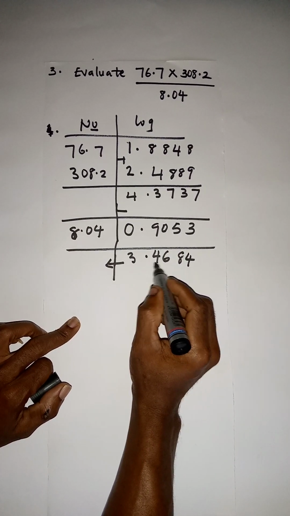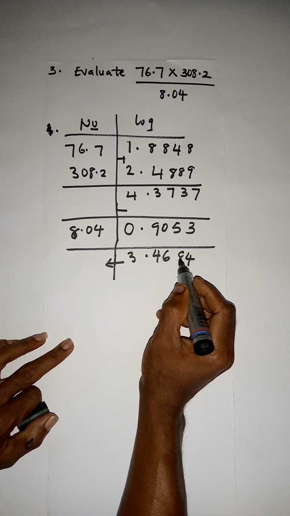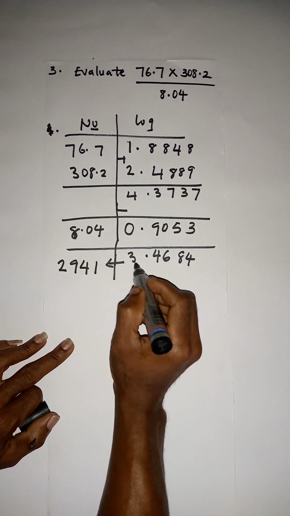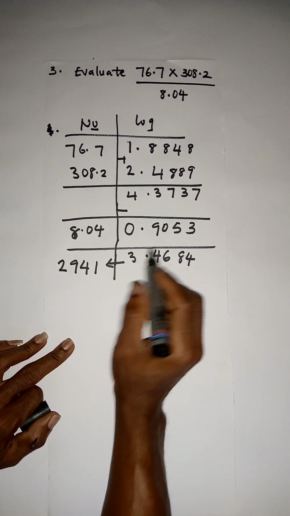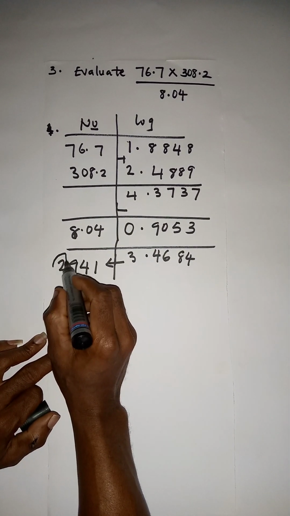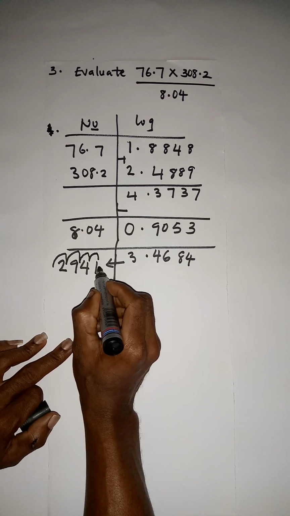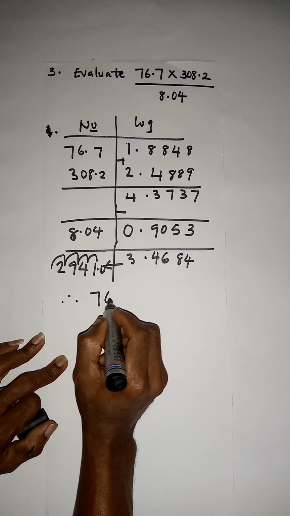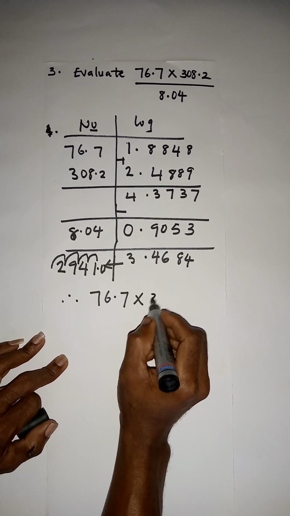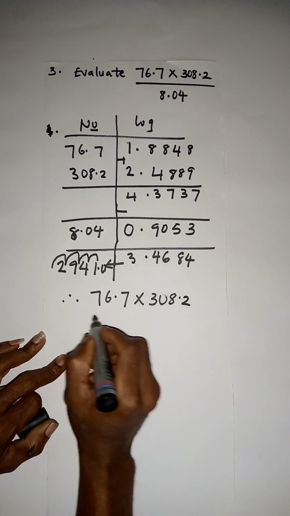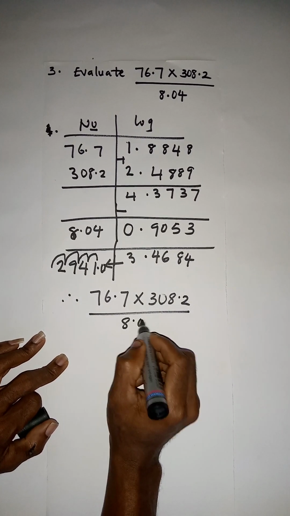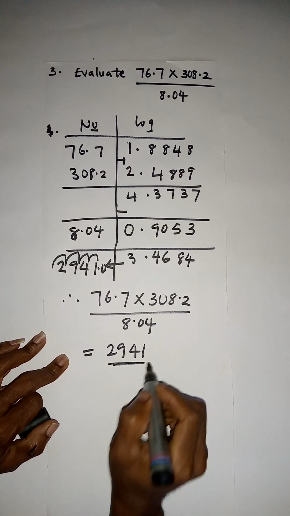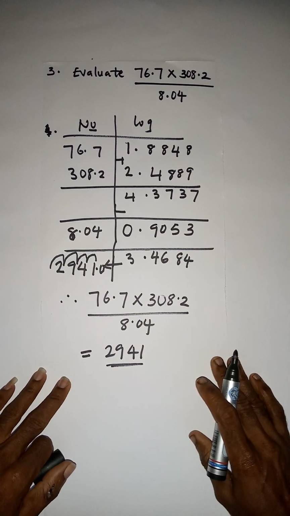Look at 46 under 8 difference 4. If you check that, you're going to have 2941. Add 1 here, it becomes 4. So we move our point 4 places. 1, 2, 3, 4 becomes 0.0. Therefore, 76.7 times 308.2 over 8.04 is equal to 2941. So this is the logarithm of numbers.